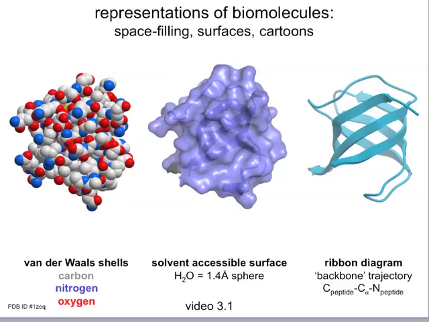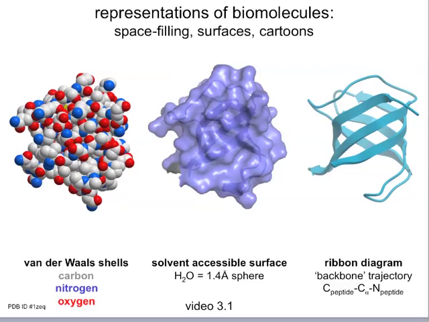Let us begin our discussion of protein structure determination methods with a quick review of the representations that we will see frequently of biological molecules. Basically, we've got space filling, we've got surfaces, and we've got cartoons. All of them simplify in one way or the other the information that can be very overwhelming. But let's just begin with van der Waals shells.